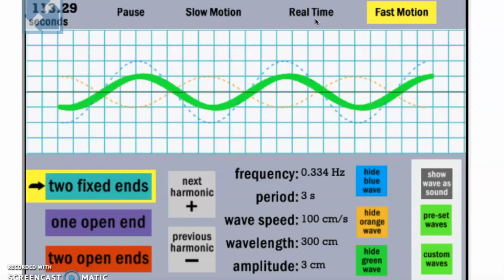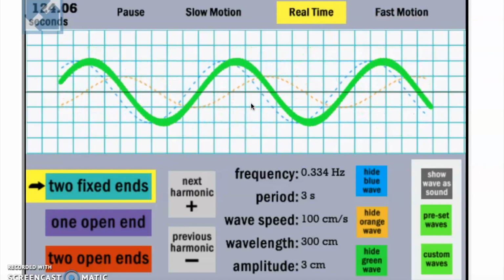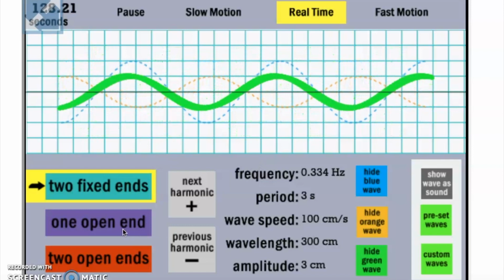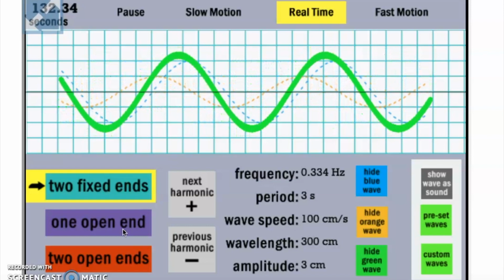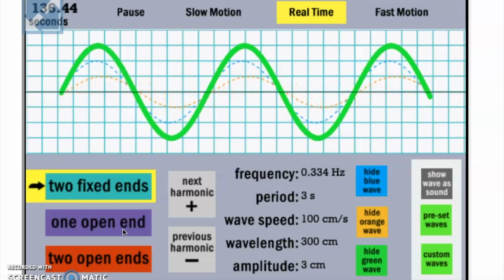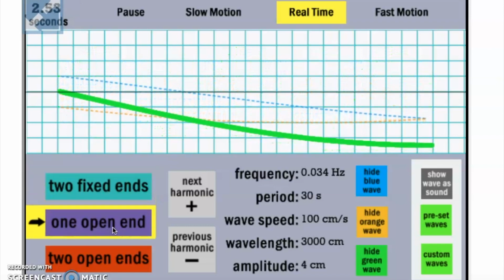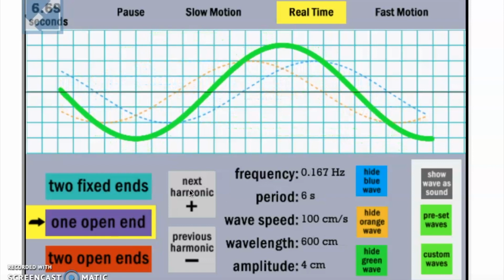So what you start to see, if you're not dizzy, is you see these areas that are really, really big, like they're adding together. You see some other areas where they're canceling out, the constructive or destructive interference. Let's take a look at one open end and one fixed end, just to get a sense of what that looks like.